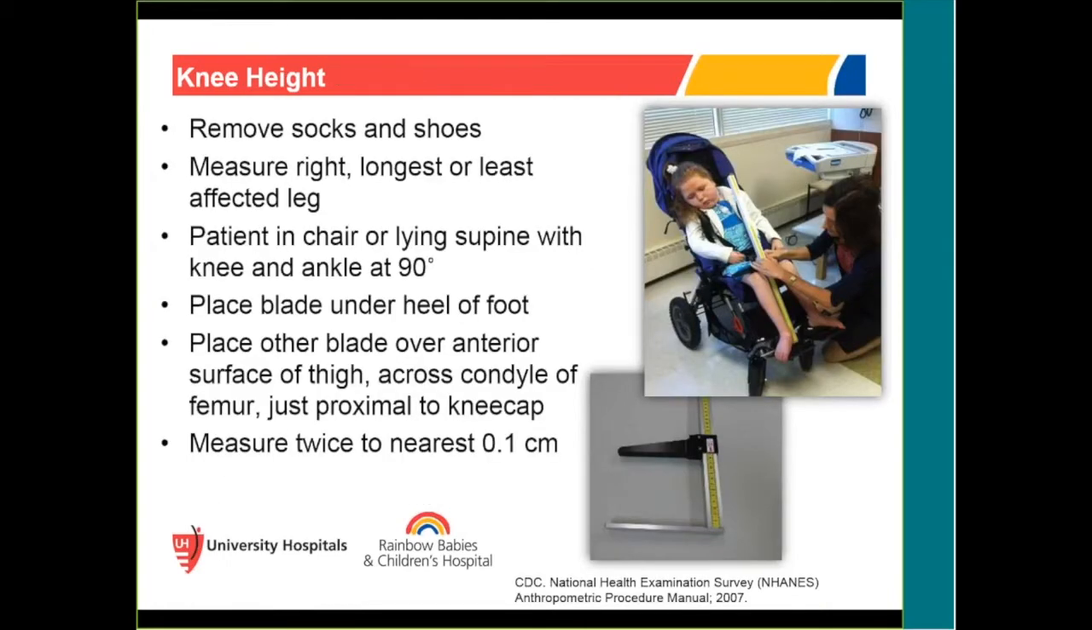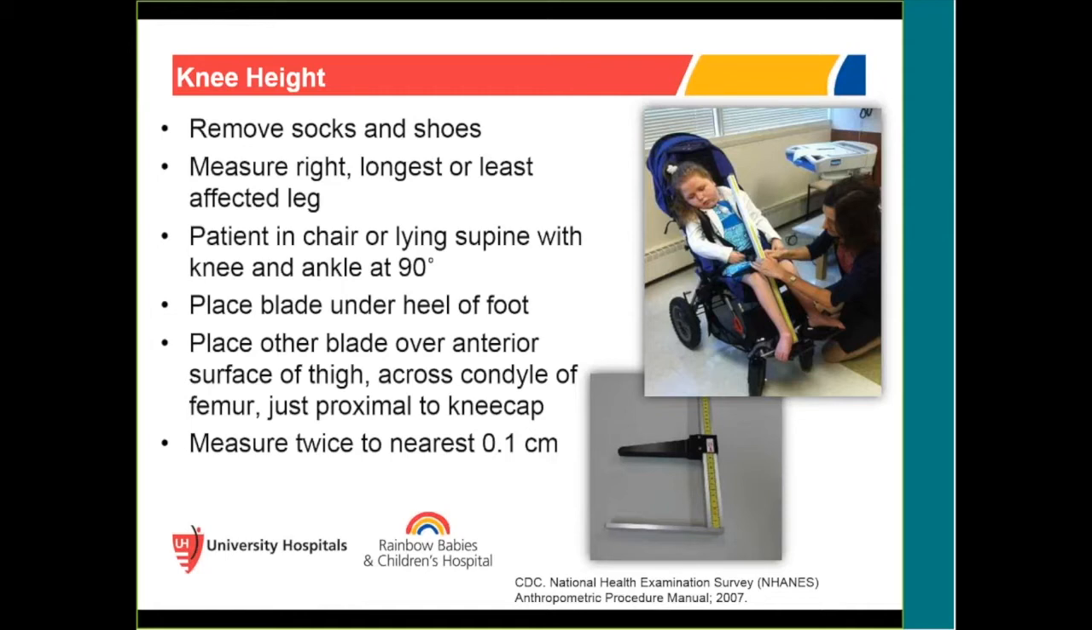We use knee height in patients where we're unable to obtain a standing height or a recumbent length if they have those contractures or scoliosis. And for the knee height, we want to be sure we're removing their socks and shoes. You need to use that caliper that you see there in the picture. And you want to measure the longest leg or the least affected leg, because many times the children may have hip problems, and so sometimes I'll even ask is one leg longer than the other, or I'll visually look and see, and I want to be sure that I'm measuring the longest leg.